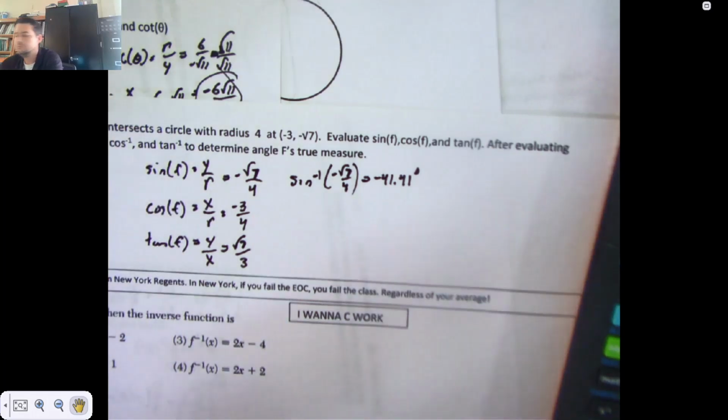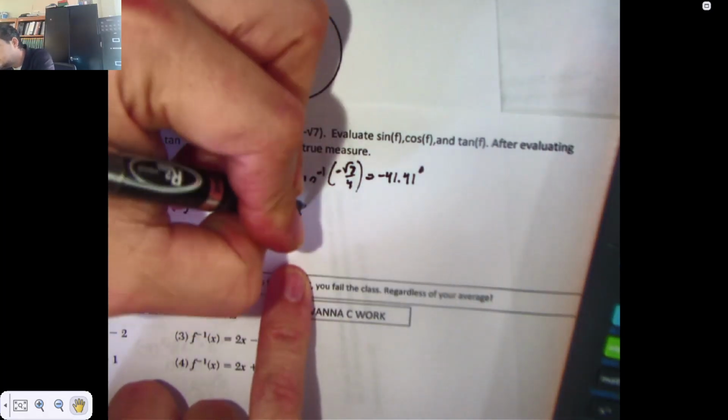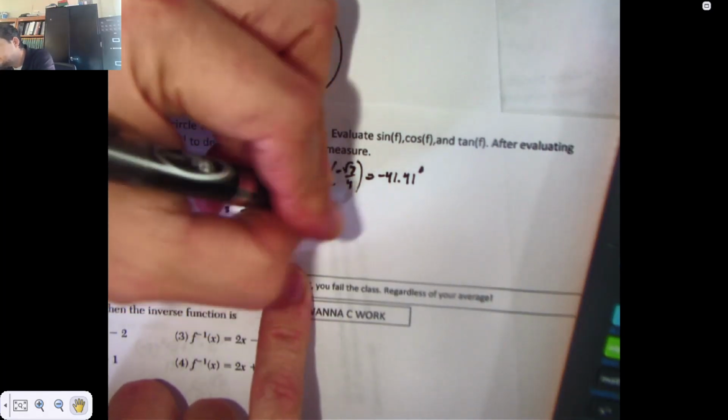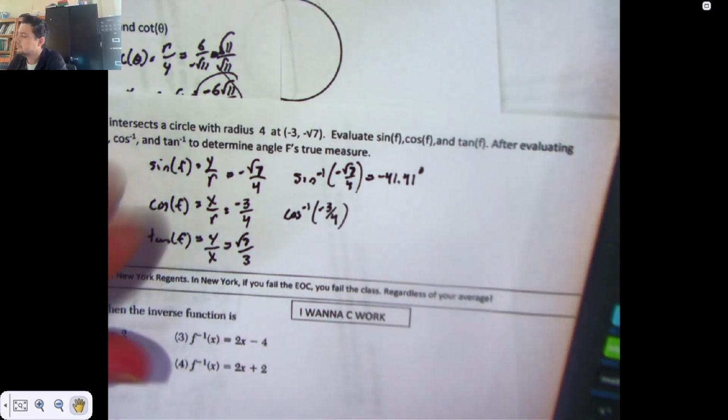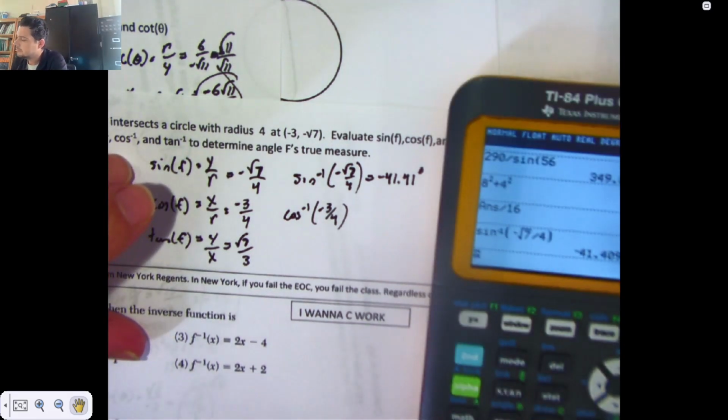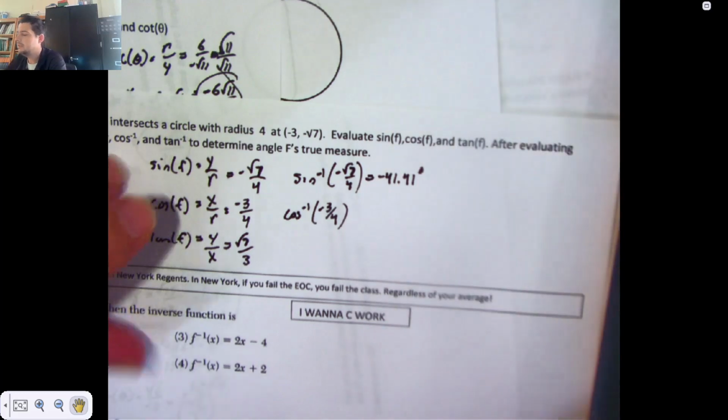How about the arc cosine of negative 3/4? Actually, this is going to return a positive angle. It's going to return a positive angle in quadrant 2. It's going to be more than 100 degrees, 138.59 degrees.